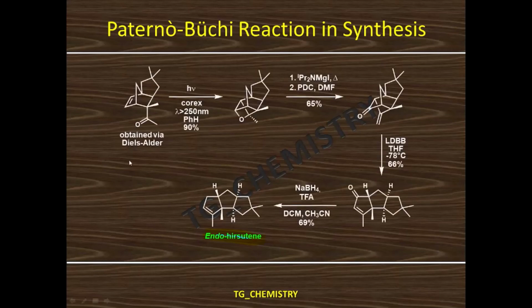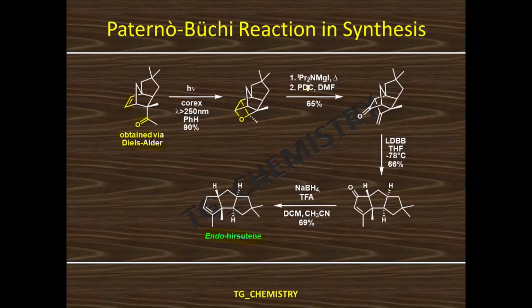First, we obtain the substrate by means of the Diels-Alder reaction, and here also you can recognize the olefin and the carbonyl part, which undergo photochemical irradiation in a Corex glass vessel. Therefore the wavelength for the photo-irradiation needs to be more than 250 nanometers, and in benzene solvent, when the reaction proceeds, you can see this oxetane ring structure that has been formed by means of the Paterno-Buchi reaction. So in the initial step of this synthesis of endo-hirsutene, the Paterno-Buchi reaction has been utilized.